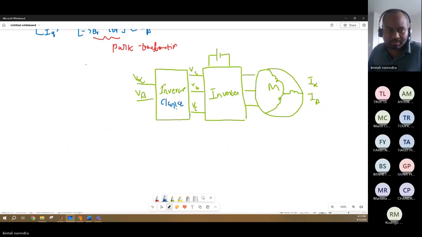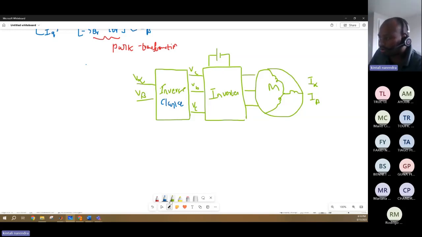Okay, so I'm taking V alpha and V beta, and I'm providing VA, VB, VC to the inverter. From there, I'll get I alpha and I beta. This is without field-oriented control of a brushless DC motor. There is no field-oriented control technique here. I'm just saying what it is, without obtaining maximum torque. Now, to this we're going to apply Park transformation to get the maximum torque.